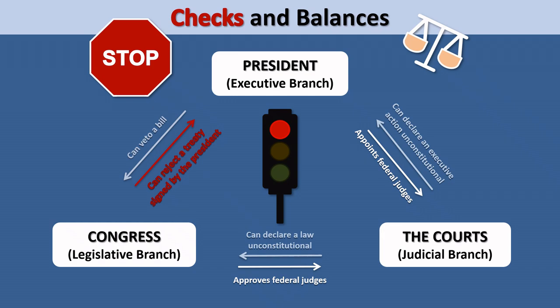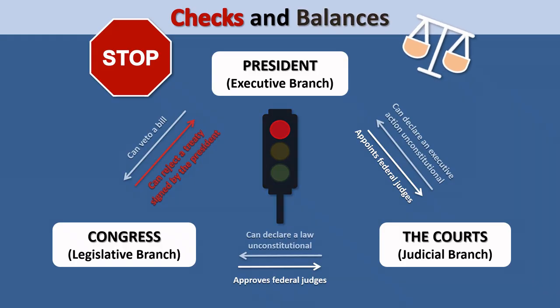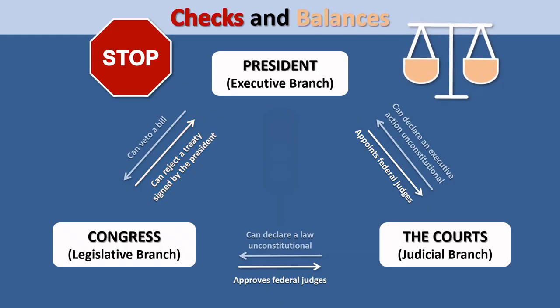Since each branch has ways of keeping the other branches from making all the important decisions on their own, in theory, the branches balance one another out. Ideally, the system of checks and balances set up by the Constitution stops one branch of government from becoming too powerful.